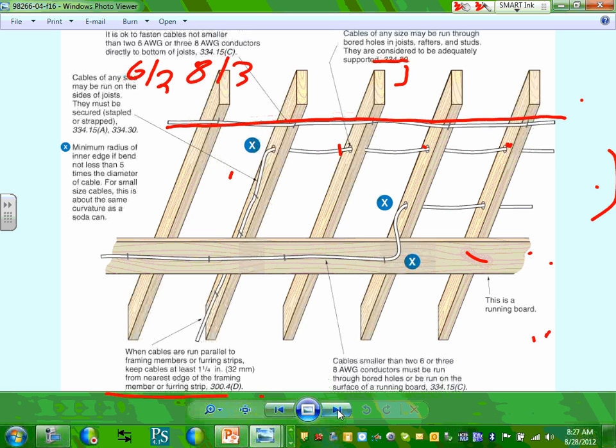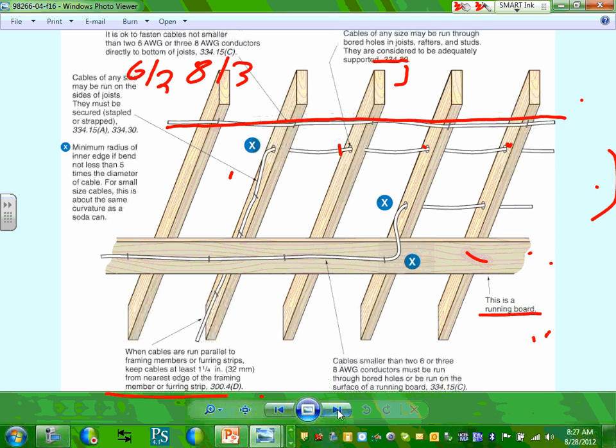If you could not drill holes, then you have to put a running board to go from point A to point B. Any questions, guys? Why would they make a big fuss about drilling? Structural engineers don't like us to drill a lot of holes. It might be easier for us to drill through them, but they don't want you to drill through them, because every time you drill a hole, what happens? You compromise the structural integrity of the building.